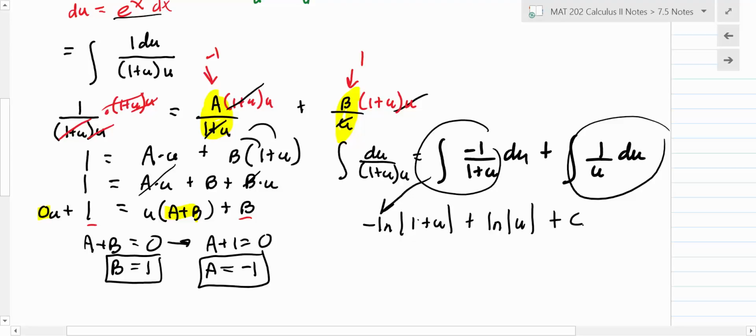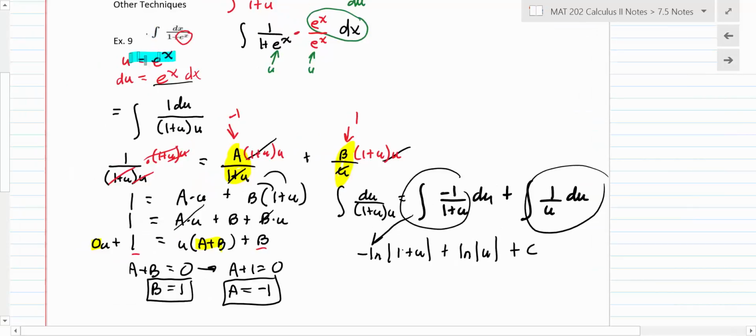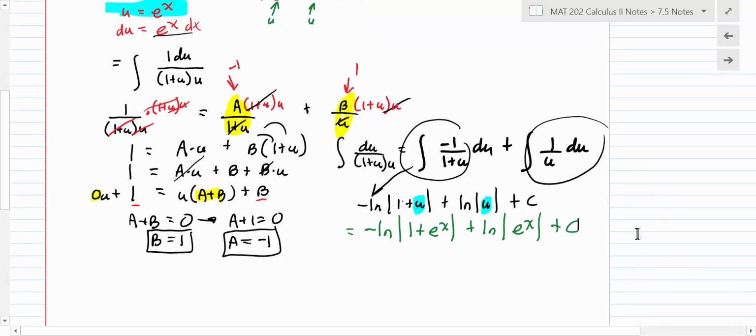Now all you got to do on this is remember the u. If you go back to where we were working with this u substitution, the u substitution was e to the x. So we're going to put that in like that, and then we'll put this together and get our answer. So we're going to have -ln(1 plus e to the x) plus ln of the absolute value of e to the x, plus c, like that. Okay, and that's an answer. I'm going to put the logarithms together, and that would be the answer of the integral.